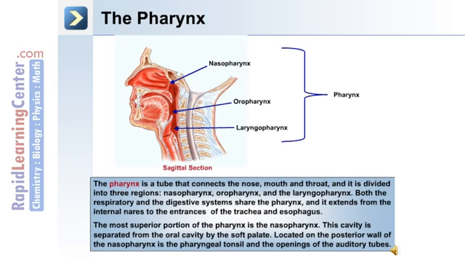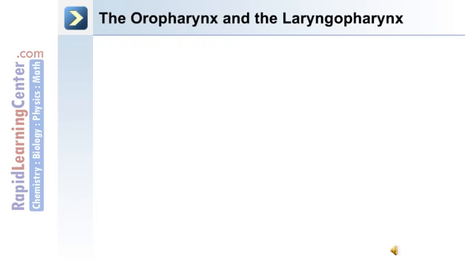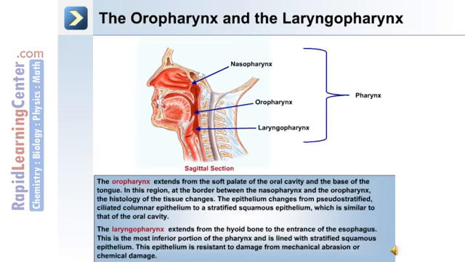The most superior portion of the pharynx is the nasal pharynx. This cavity is separated from the oral cavity by the soft palate. Located on the posterior wall of the nasal pharynx is the pharyngeal tonsil and the openings of the auditory tubes. The other two regions of the pharynx are the oral pharynx and the laryngeal pharynx.